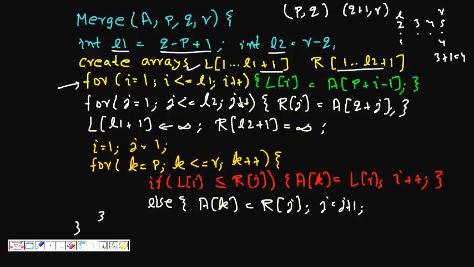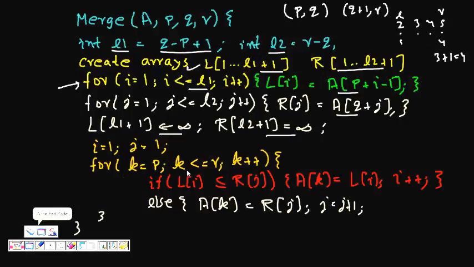So now I goes from 1 to L1 and we copy here. Next, in the last index we put infinity. Okay, so now let's see. So we want to combine. So how do we combine?